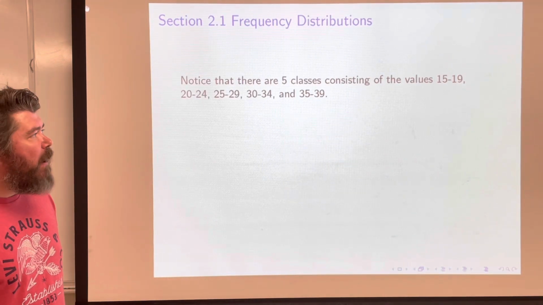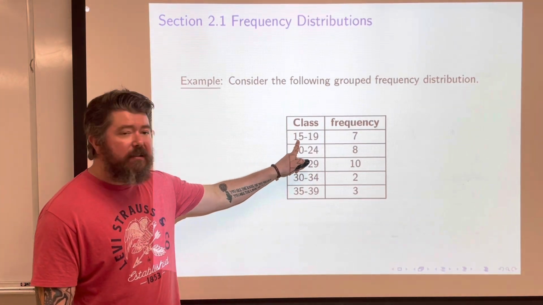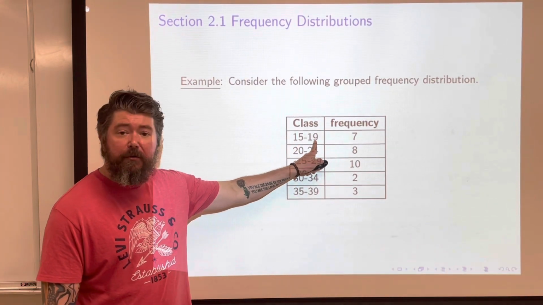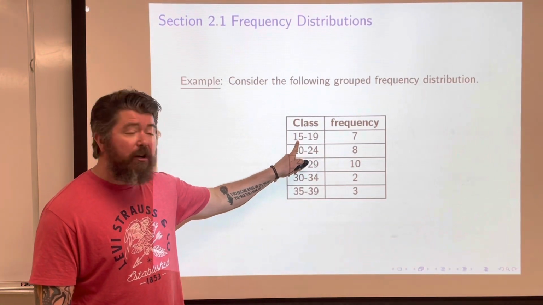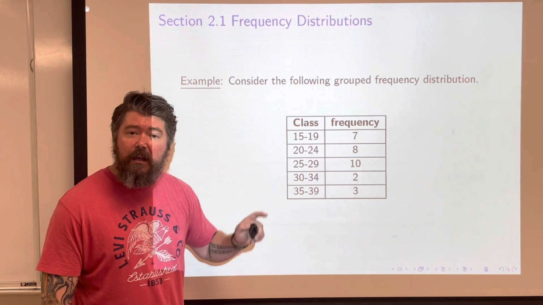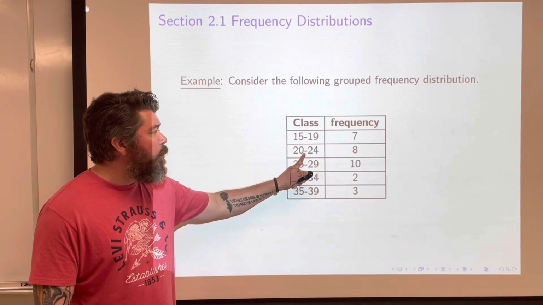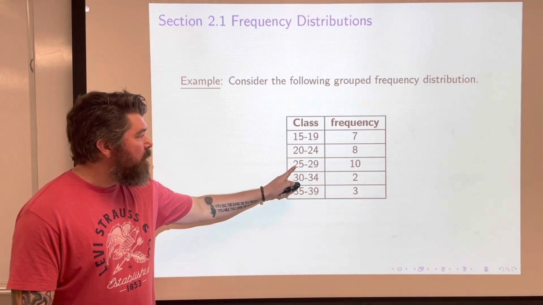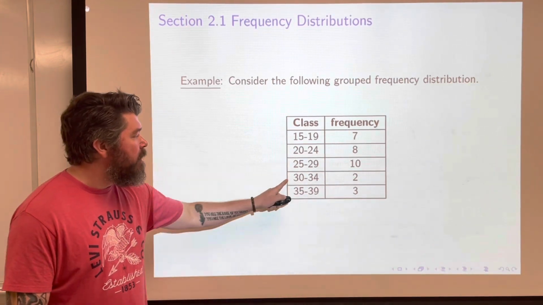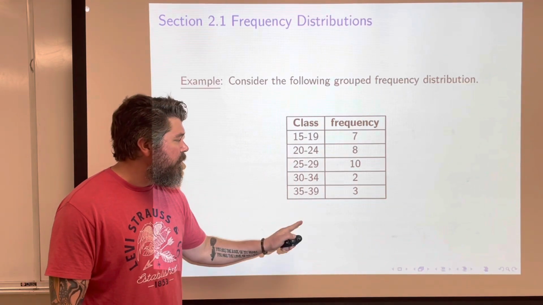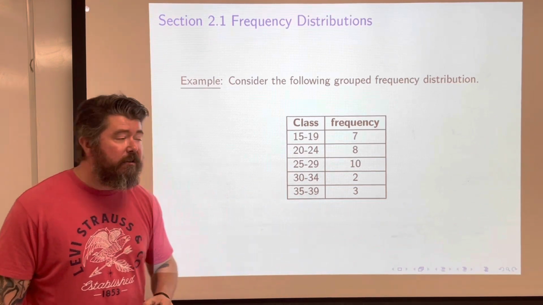Notice that there are 5 classes. The first class consists of the values 15 through 19, and they include the endpoints. So here's our lower class limit, and our upper class limit. The second class includes the numbers 20 to 24. The third class includes the numbers 25 to 29. The fourth class, 30 to 34. And finally, the fifth class, 35 to 39.